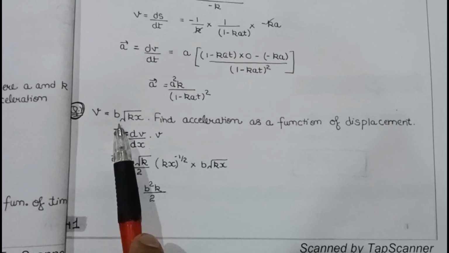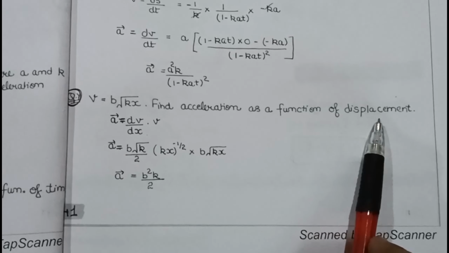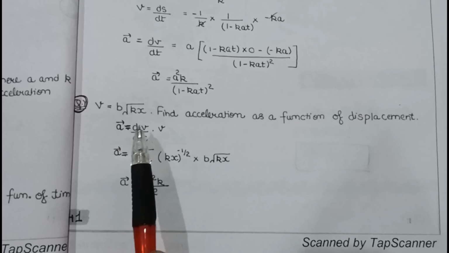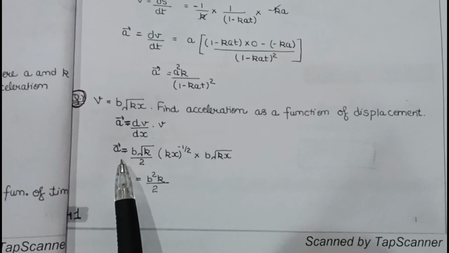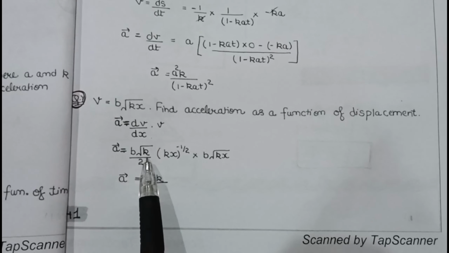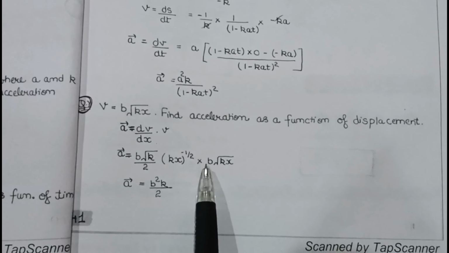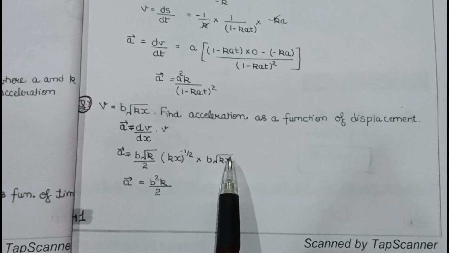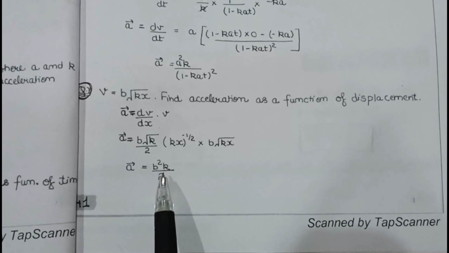V is equal to b into under root of kx. Find acceleration as a function of displacement. The acceleration vector is equal to v·dv by dx. The acceleration vector is equal to b into under root of k upon 2 into k·x power 1 minus 1 by 2 into b into under root of kx. The acceleration vector is equal to b square into k upon 2.